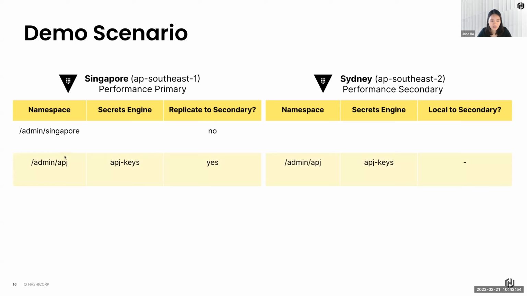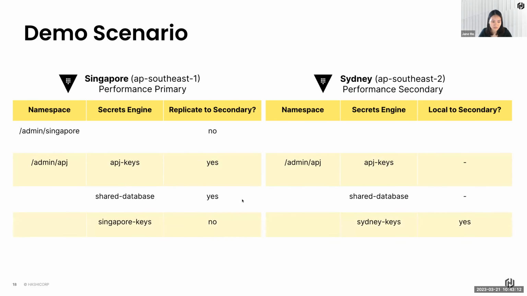And we also have a shared namespace called APJ. So in this APJ namespace, we are mounting a few secret engines. One of them is the APJ keys, which will be replicated and will be found in both Singapore and Sydney. We also have the database secret engine called shared database, also shared amongst both clusters. However, we will see that Singapore keys, the KV secrets engine that is mounted at Singapore keys, will only be in the Singapore cluster, whereas the Sydney keys mount will only be in the Sydney cluster.